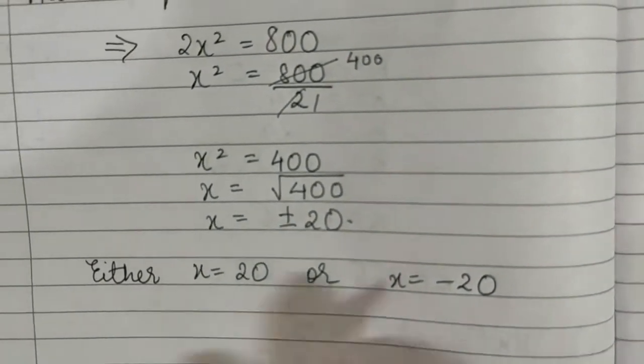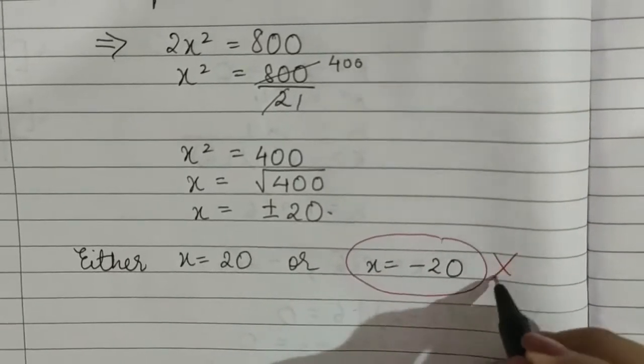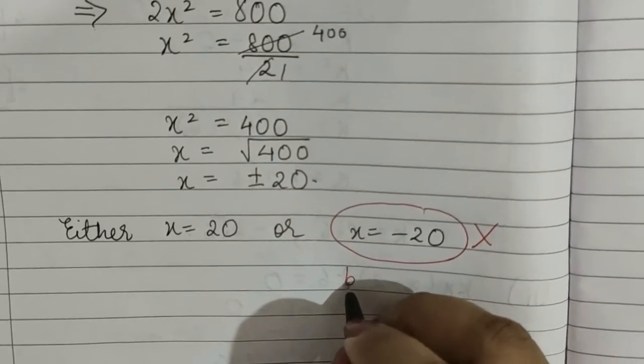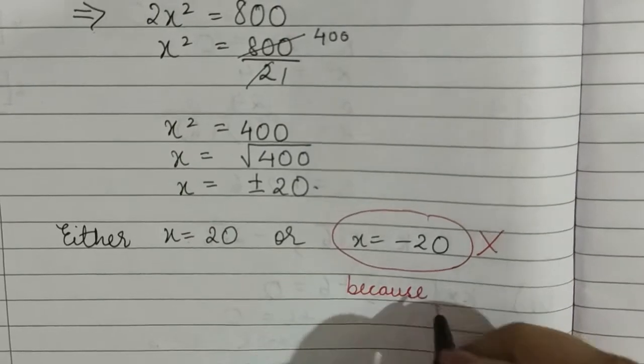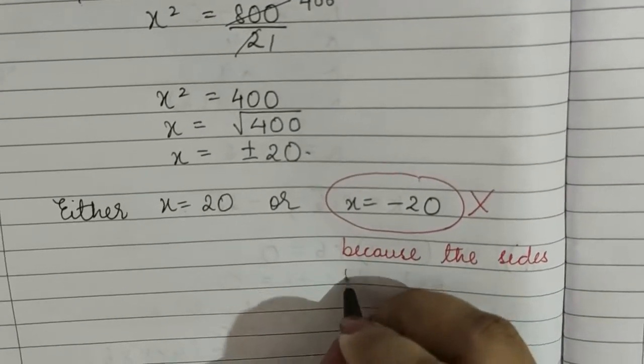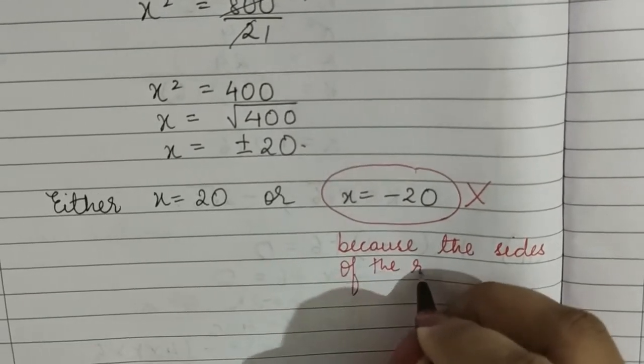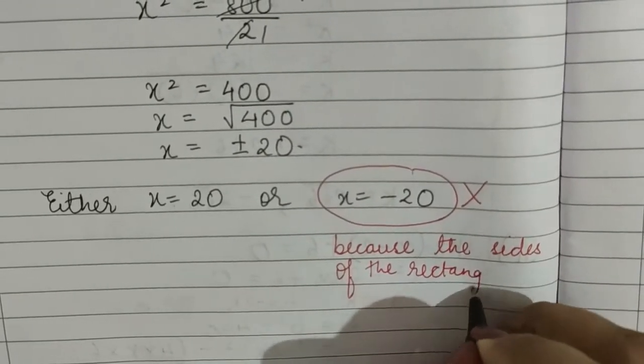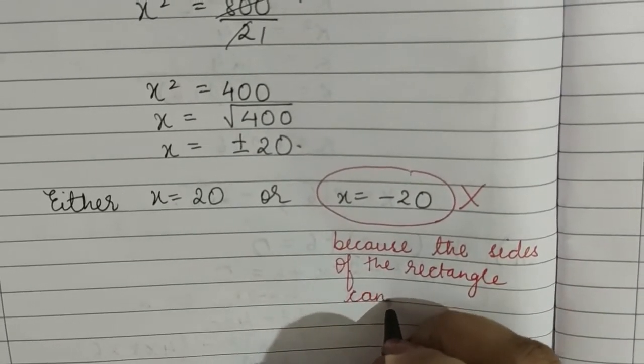Now x cannot be equal to minus 20. Why? Because the sides of the rectangle cannot be negative.